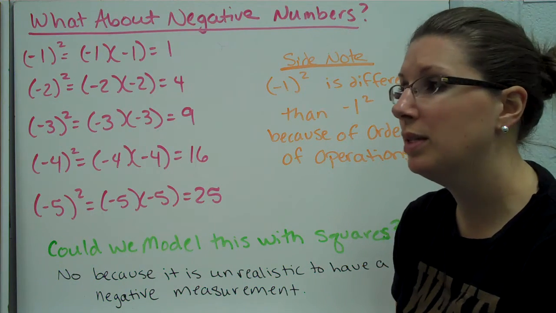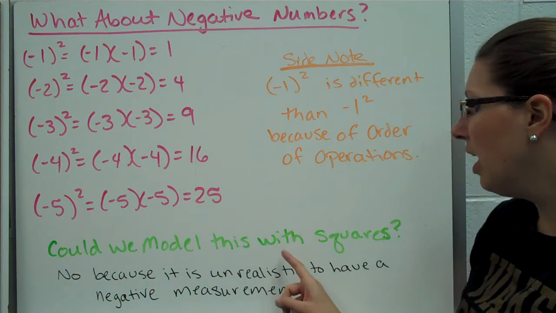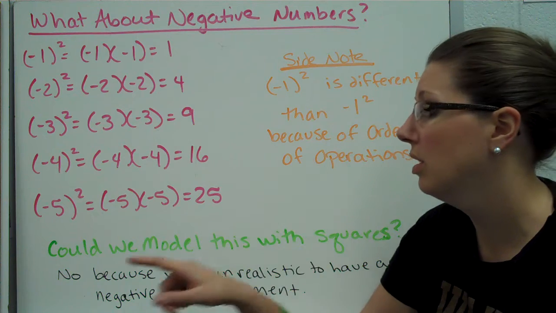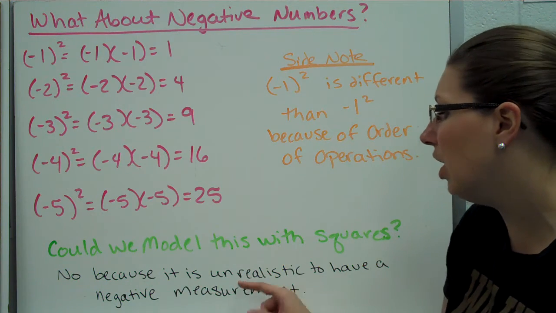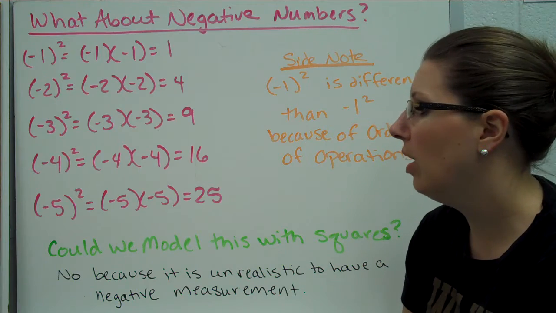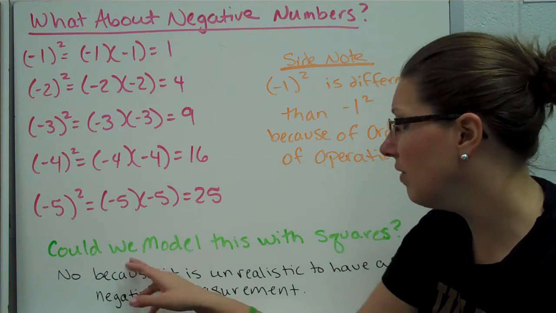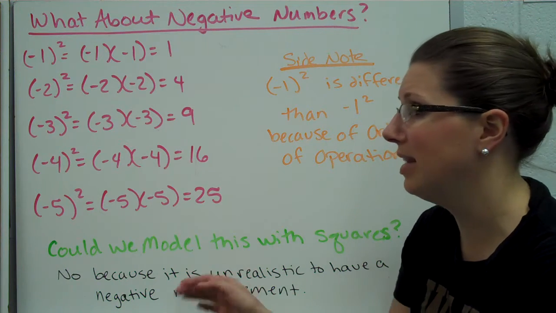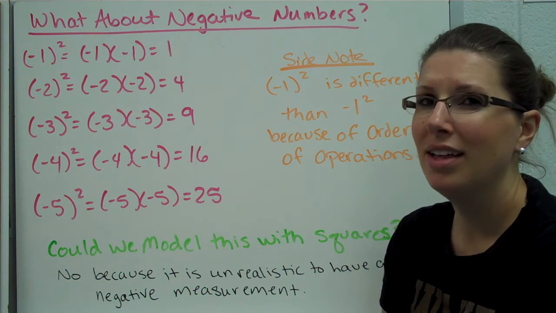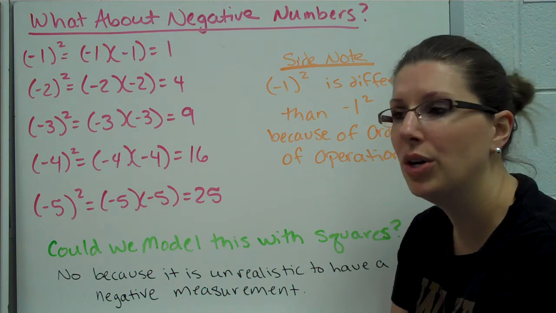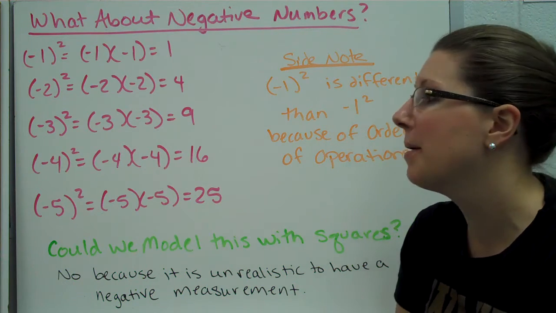That's really special. Could we model this scenario with squares? No, because it is unrealistic to have negative measurements. So if I tried to make a square that's negative 5 by negative 5, that's really not practical. So we don't really go there with negative numbers.